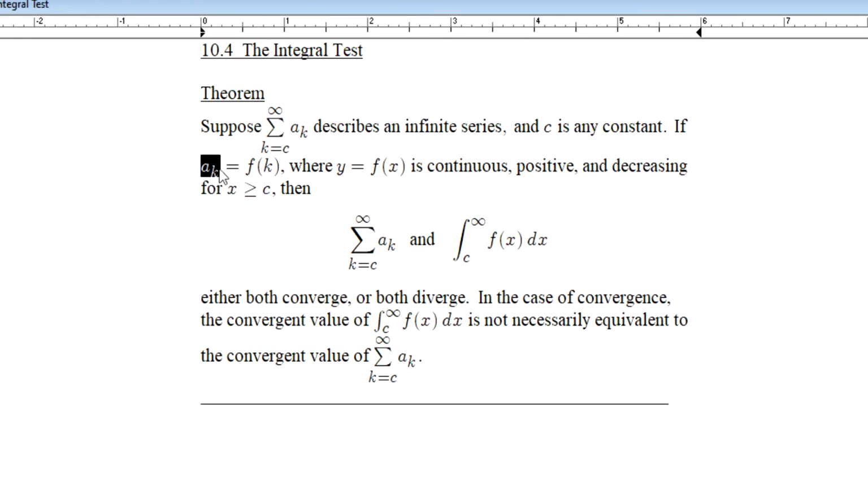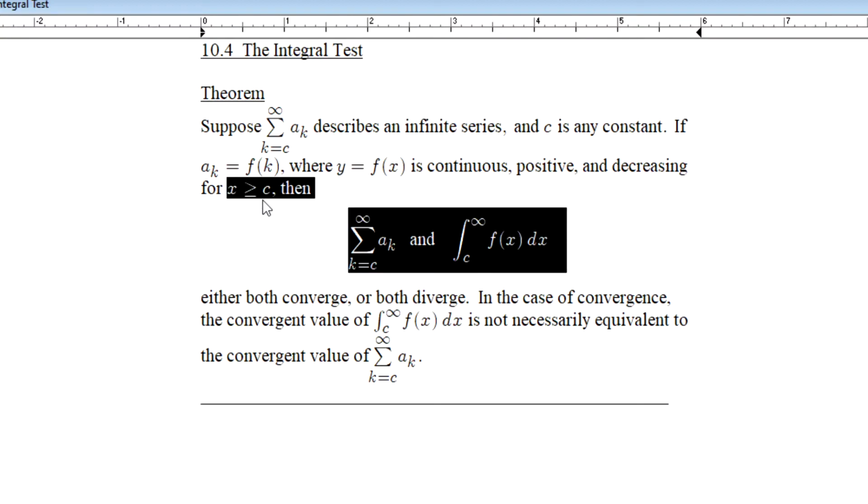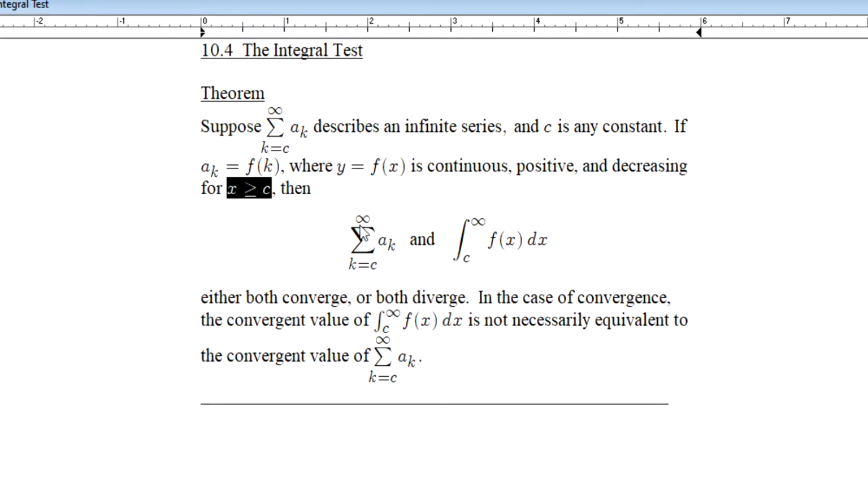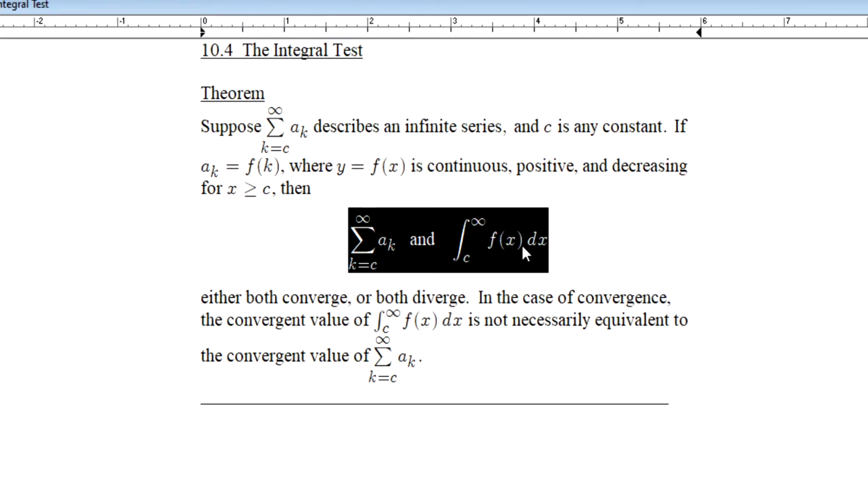If the arguments of that series can be expressed as an explicit function of the index k, where if we think about that function in the context of our rectangular system, y would be equal to f of x, and that function is continuous, positive, and decreasing for values of x greater than or equal to this value of c seen as the lower index, then what must be true is that the infinite series whose terms are a sub k, and the improper integral from c to infinity, where the integrand is given by f of x, where f is the explicit function describing the kth term in our infinite series, are either going to both converge or both diverge in value.